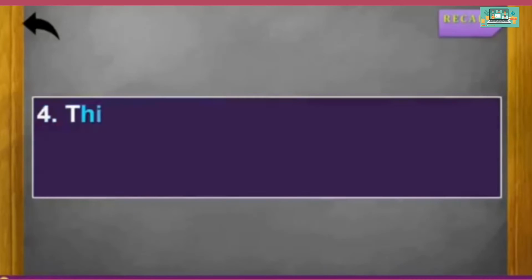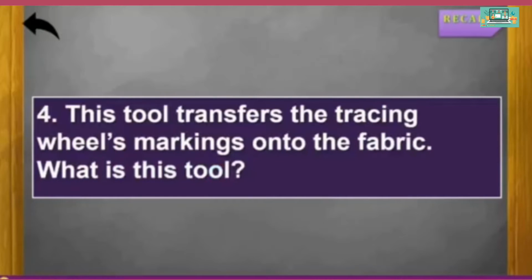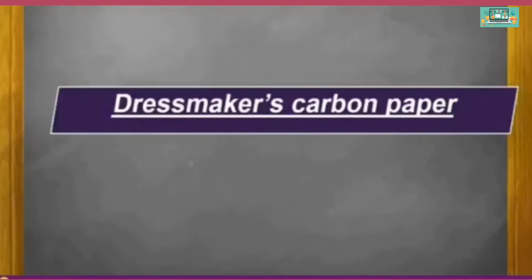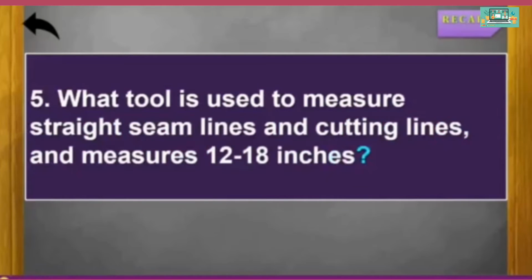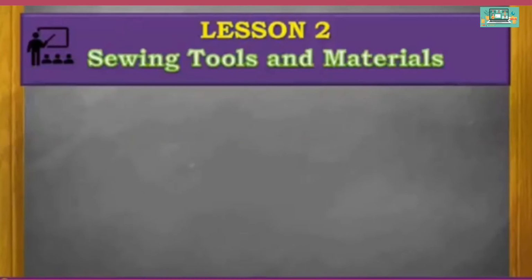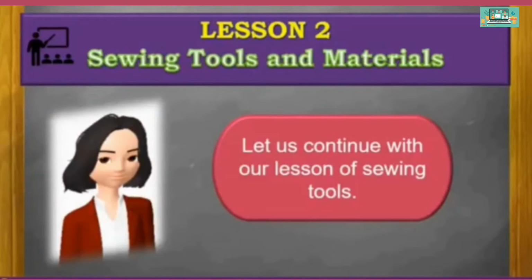And number 4. This tool transfers the tracing wheel's markings onto the fabric. What is this tool? The answer: dressmaker's carbon plate. And number 5. What tool is used to measure straight seam lines and cutting lines and measures 12 to 18 inches? The answer is ruler. Let us continue with our lesson of sewing tools.